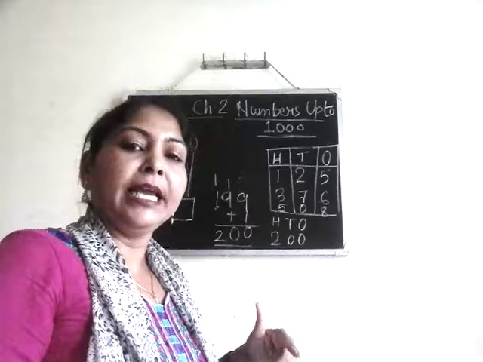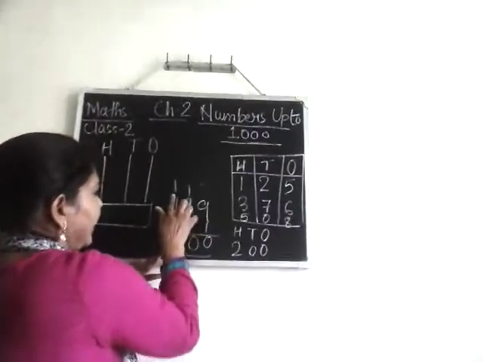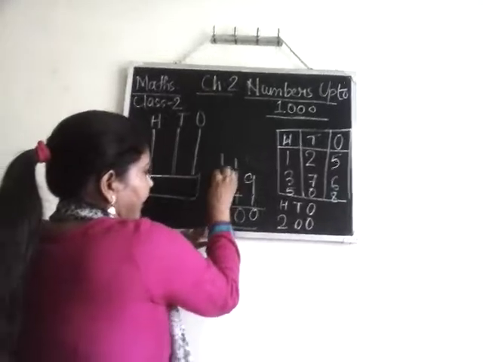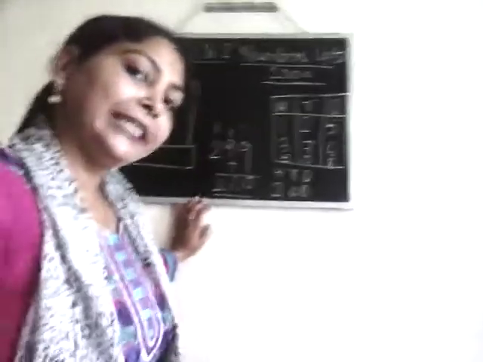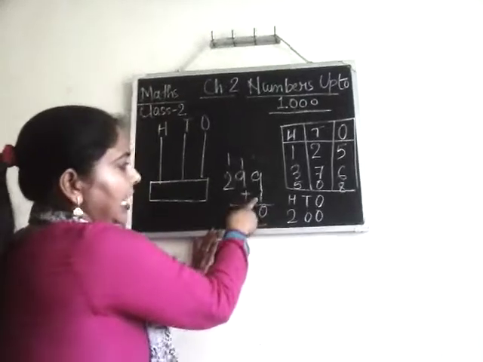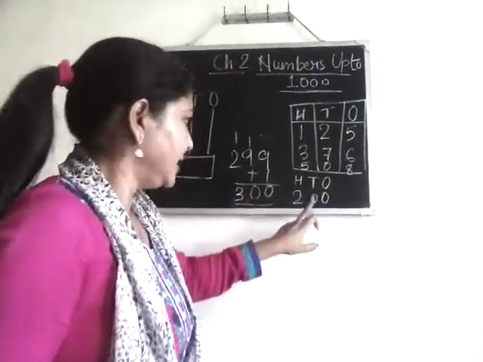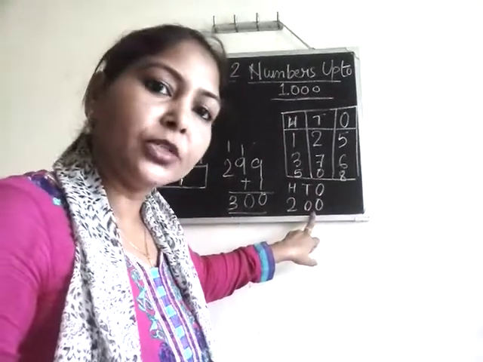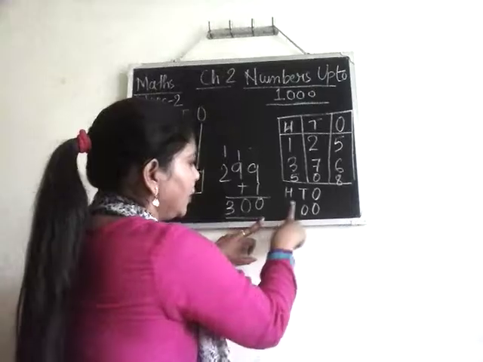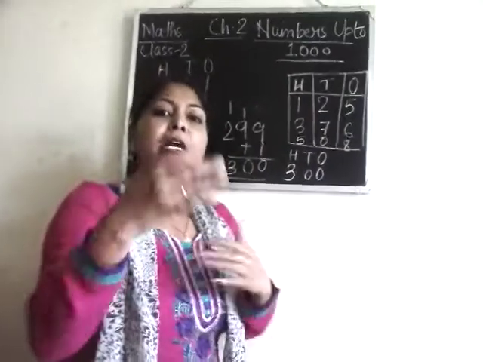Now similarly, if you reach 299, suppose this is 299, then what will be the next number? You can do it in this way and get 300, or else in the ones place and tens place, just put 2 zeros, and in the hundreds place you add 1. After 2 what comes? 3. So like this you can count the numbers.